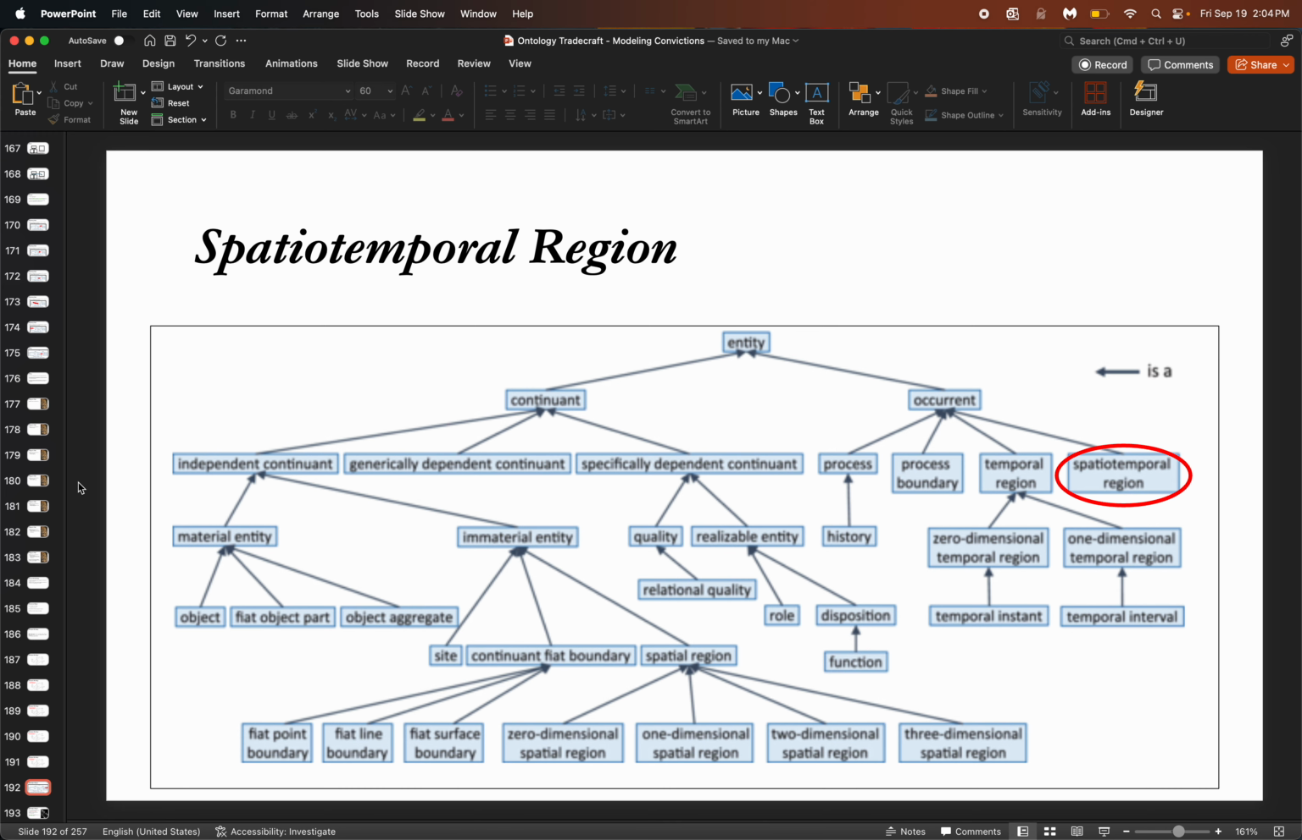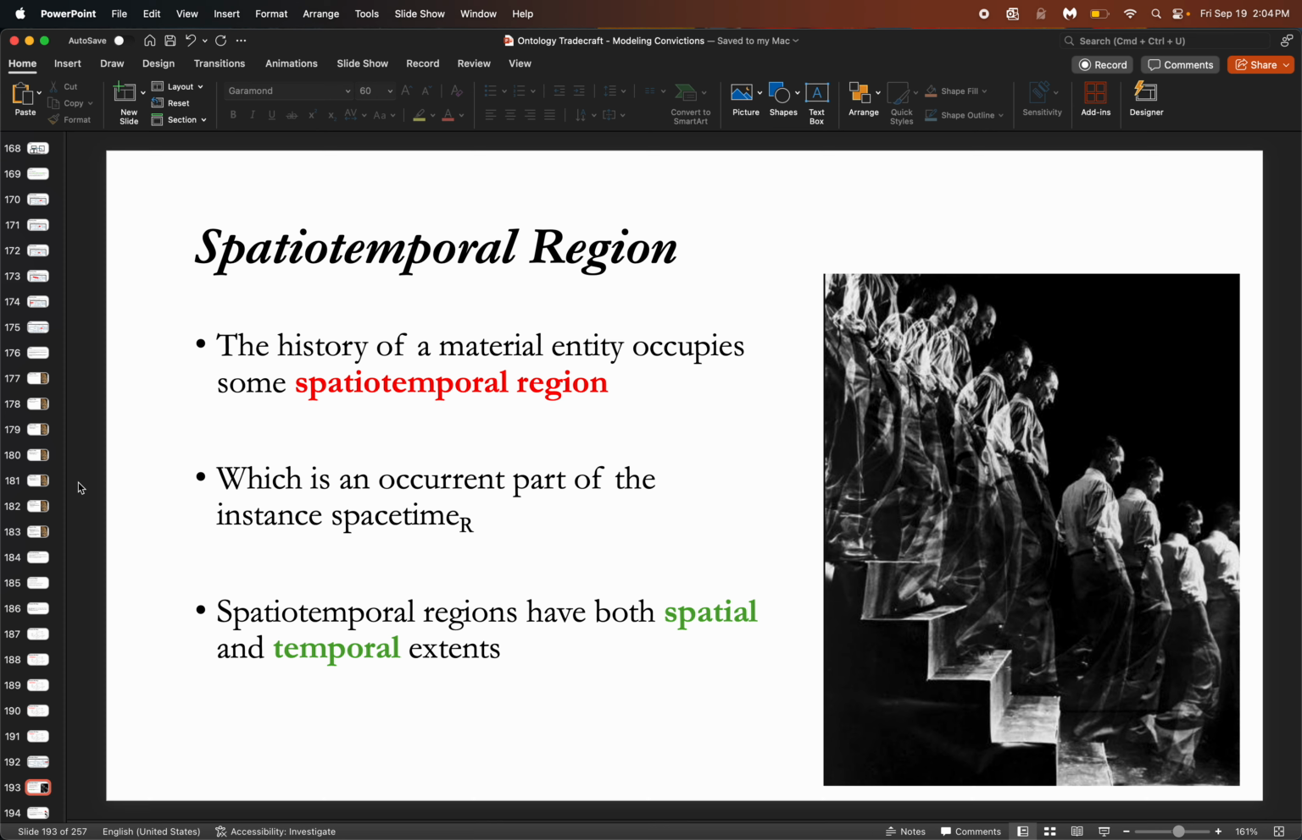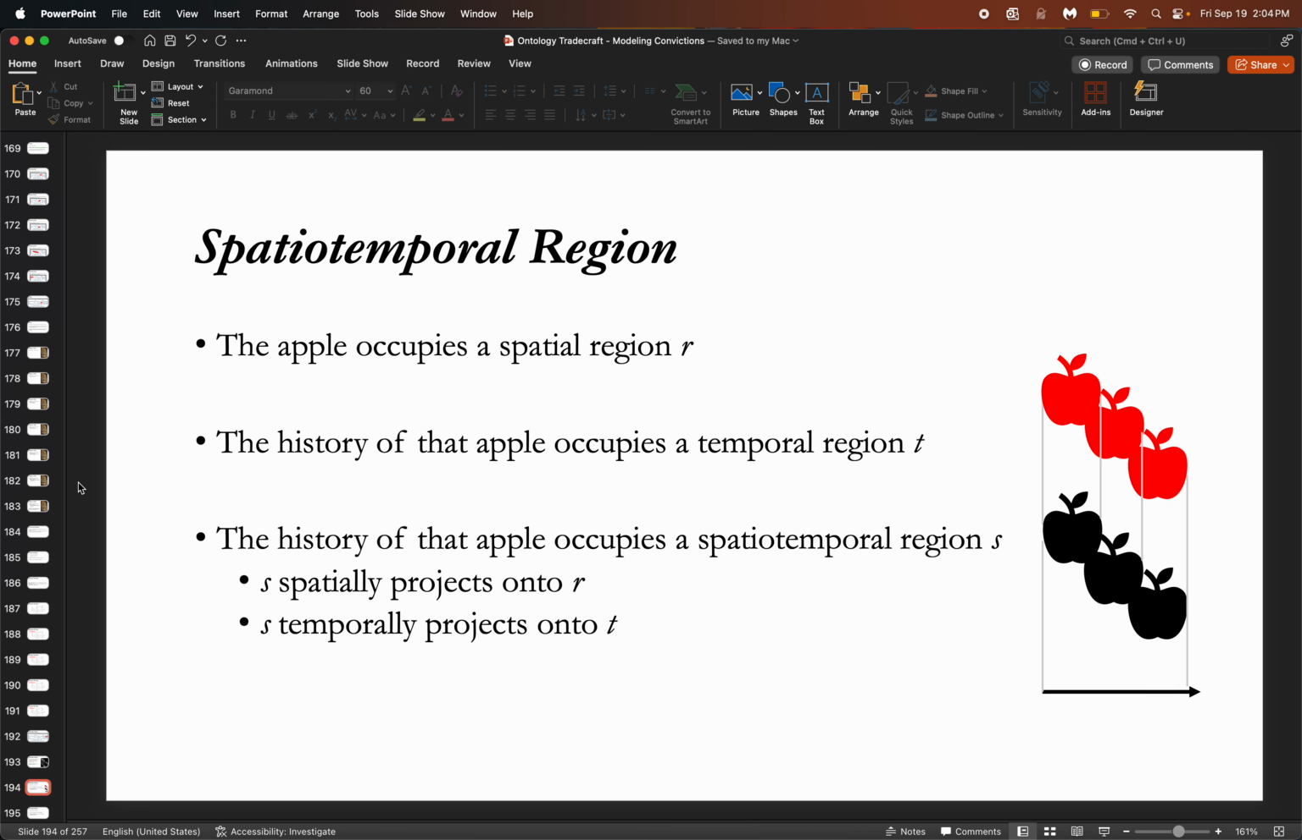Now, I've already mentioned spatiotemporal region in passing while I was talking about spatial regions, so we should probably hop in there because it's certainly relevant to change over time. So the history of a material entity, as I said, is always one to one with a material entity. It occupies some spatiotemporal region, and that is an occurrent part of what we call some instance of space-time. And spatiotemporal regions have both spatial and temporal extents. So an apple, say, in the history of that apple can occupy a temporal region T.